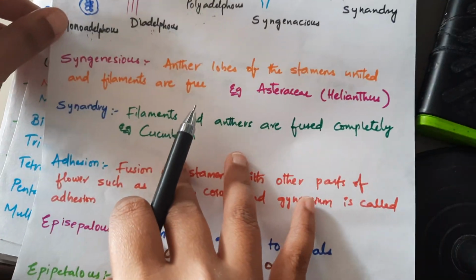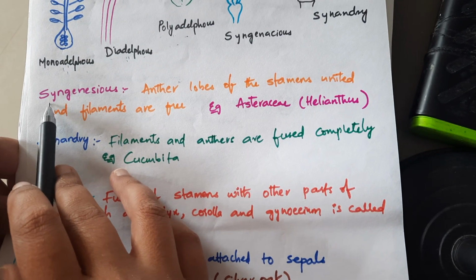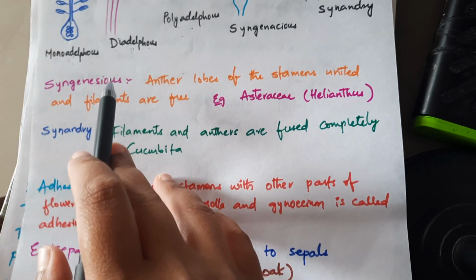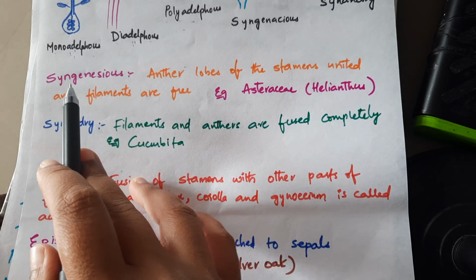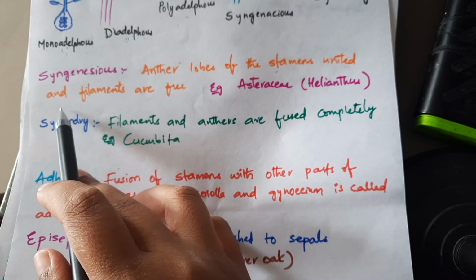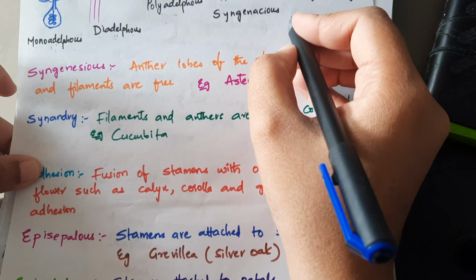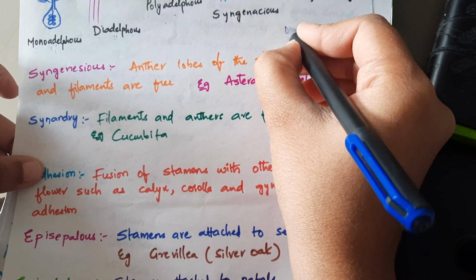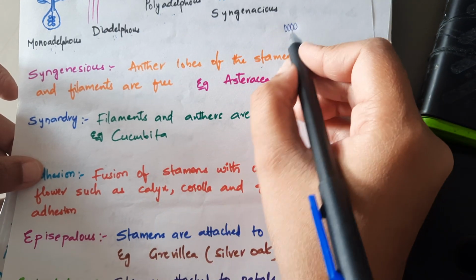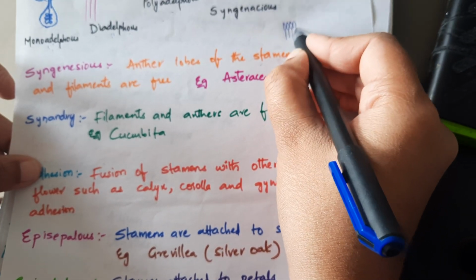Then coming to one more term, that is known as the synandry. Okay, first we'll discuss syngenesious, then we'll go for the synandry. What is syngenesious? The anther lobes of the stamens are united and the filaments are free. See here, this is totally opposite. These are the anther lobes, which are united, fused among themselves, but the filaments are free.